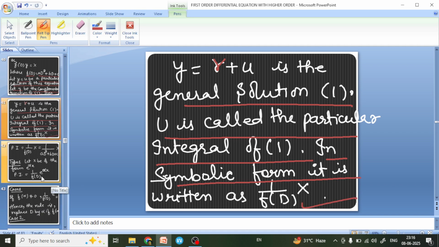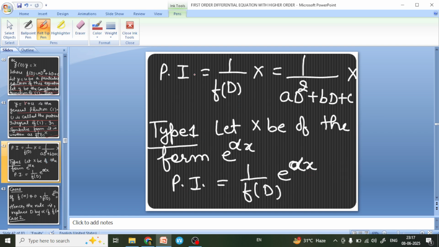And after that, PI we have to find out: 1 over f(D) x is equal to 1 over f(D), where f(D) is aD square plus bD plus c, and here we will write x. And we have to implement four types. So first, type 1: we take x to be of the form e raised to power alpha x. PI is equal to 1 over f(D) x, we can write instead of x, e raised to power alpha x.